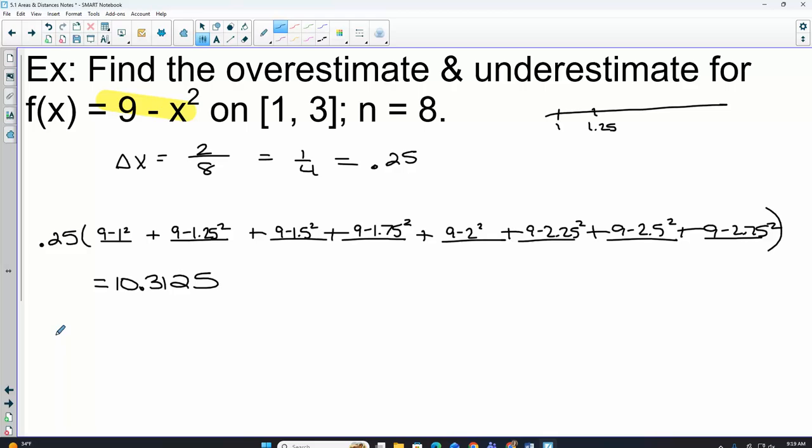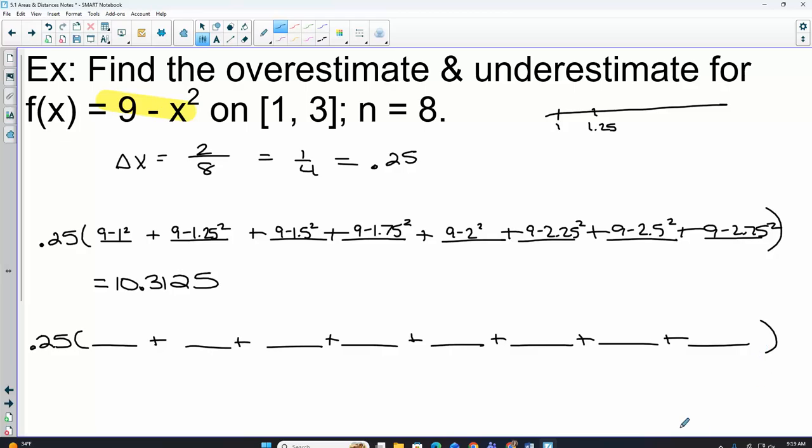When I do the second one, we're still multiplying by 2.25. We're still adding 8 things. What would be the first number I plug in? Think about the first rectangle goes between 1 and 1.25. So we either start at 1 or we start at the 1.25. So this time we'll do that. And we just keep adding 0.25.